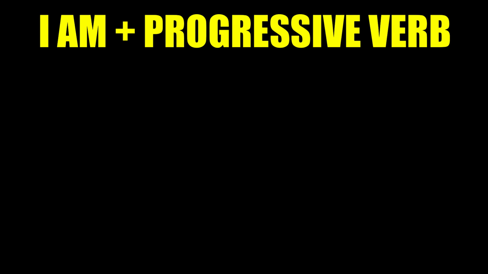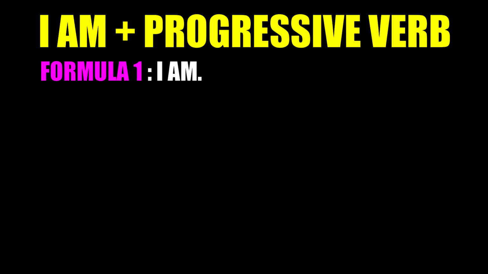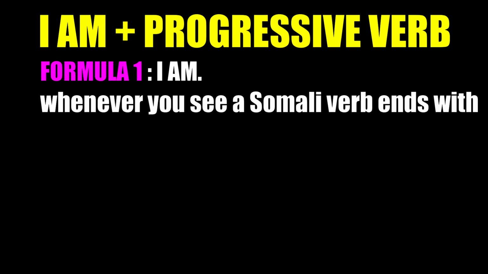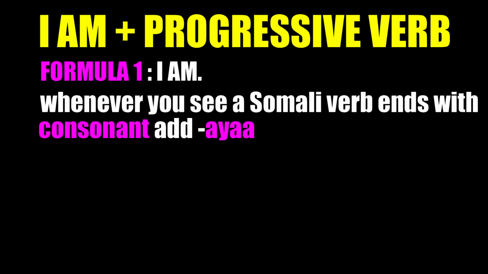So, let's learn first I am plus progressive verb in Somali. The formula is easy. Whenever you see a Somali verb ends with consonant, add aya to make progressive or ing form. For instance, ab is to drink, so the verb ends with b, which is consonant. To make I am drinking, we need to add at the end aya, and we say abaya.